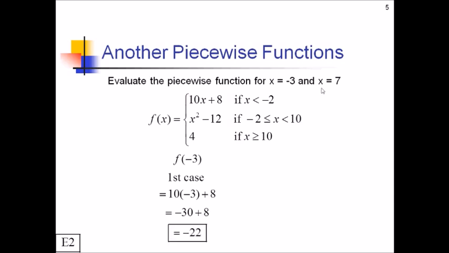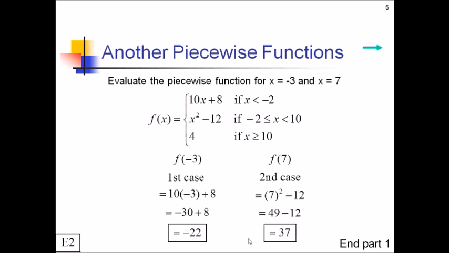Next, doing f of 7. 7 is between negative 2 and 10, so we have to use rule number 2. That's going to be 7 squared minus 12, or 49 minus 12, which gives us 37.